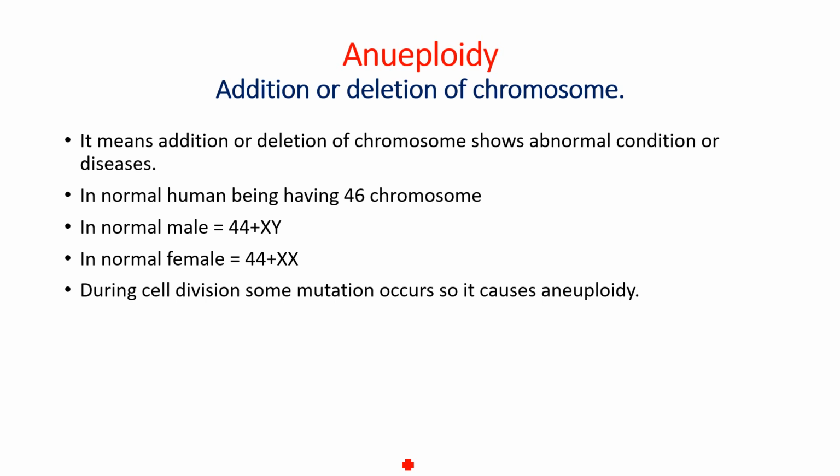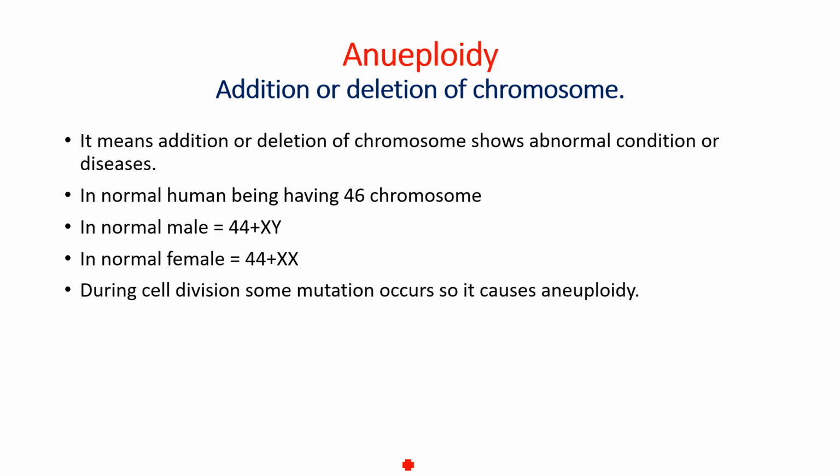Now see here, aneuploidy means what? Addition or deletion of the chromosome which shows abnormality. This is the abnormal condition, or it causes a disease, and so it is termed chromosomal based or chromosomal diseases. So in case of them, we are going to discuss, as we know dear student, the normal human being has how many chromosomes? The normal human being has 46 chromosomes.